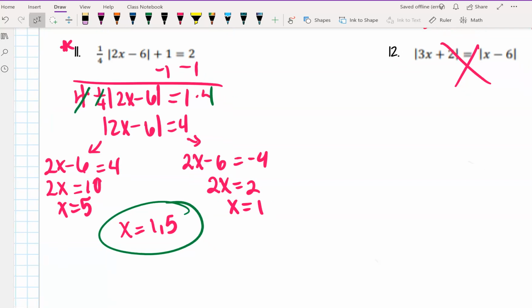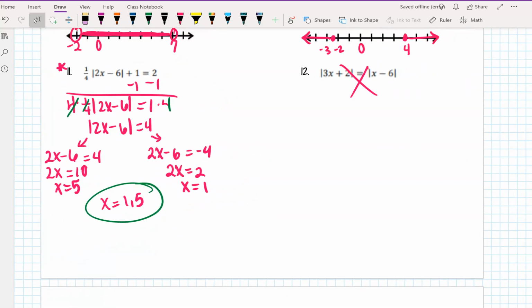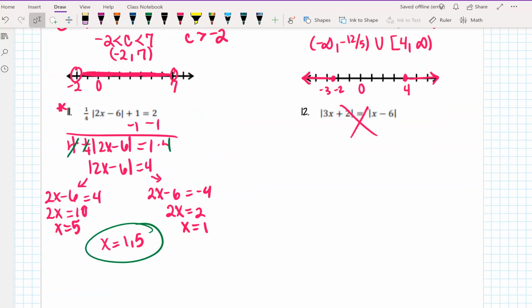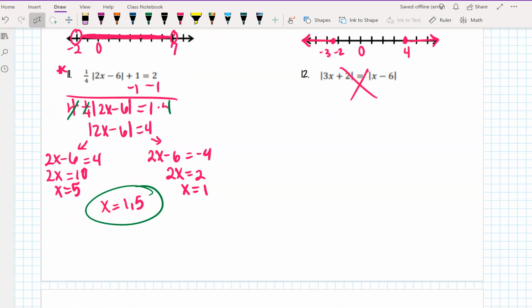Okay, and then I made an executive decision. We're not going to do number 12. I don't think you're going to see one like that on the Regents, so I'm going to spare you. You'll see something like that maybe in A2 and definitely in pre-calc. So I wouldn't worry about that one for right now.